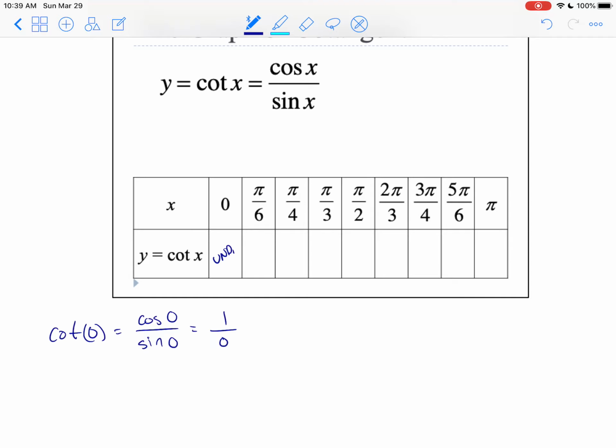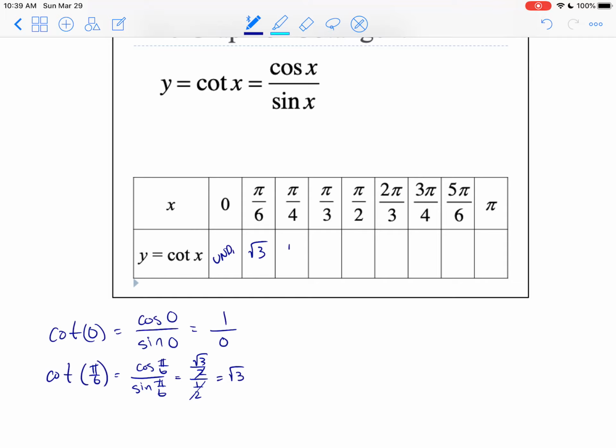Okay. When we think about cotan of pi over 6, that's cosine of pi over 6 over sine of pi over 6. And that's the smaller angle, and so I'm not as far up as I am to the right. So this is root 3 over 2 over 1/2, and the 1/2s cancel, so I get root 3. And you notice that's positive.